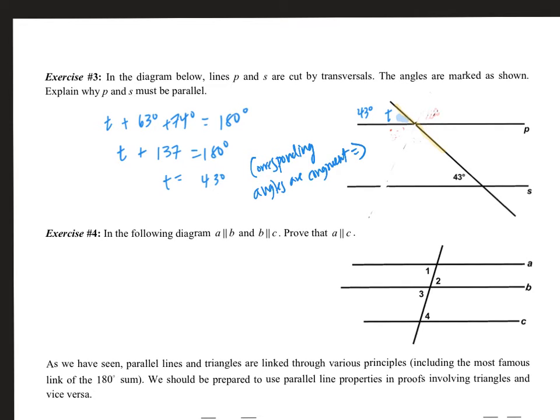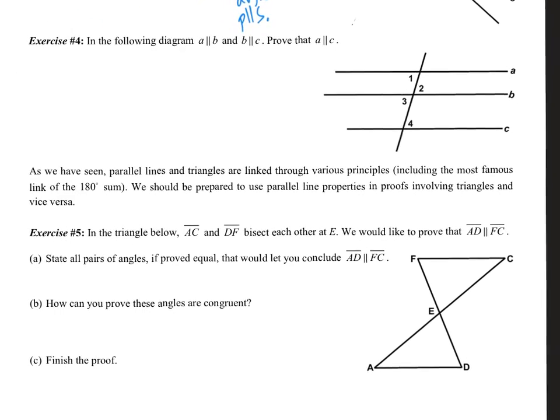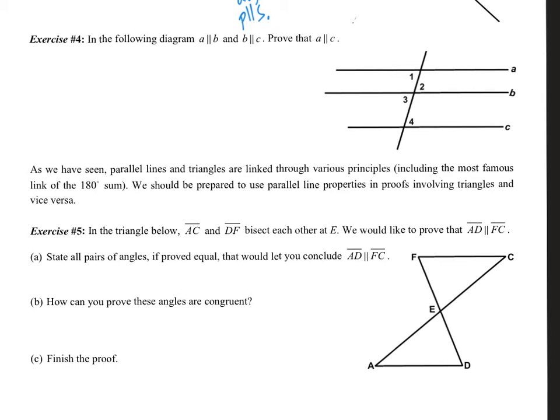Therefore, we know that P is going to be parallel to S because of that theorem that we covered previously. Let's move on. Exercise number 4. In the following diagram, A is parallel to B, so let me just annotate that.